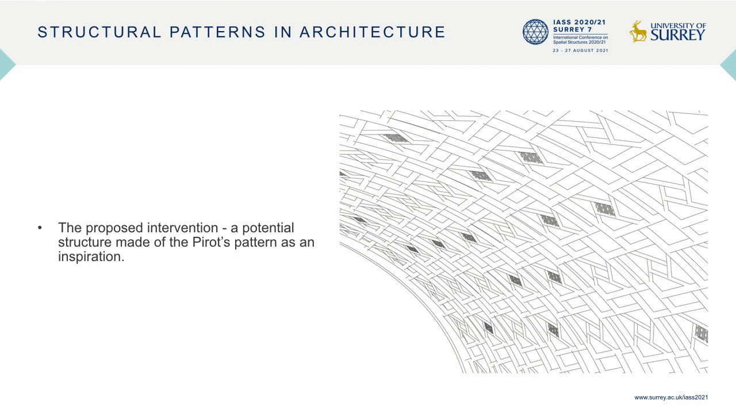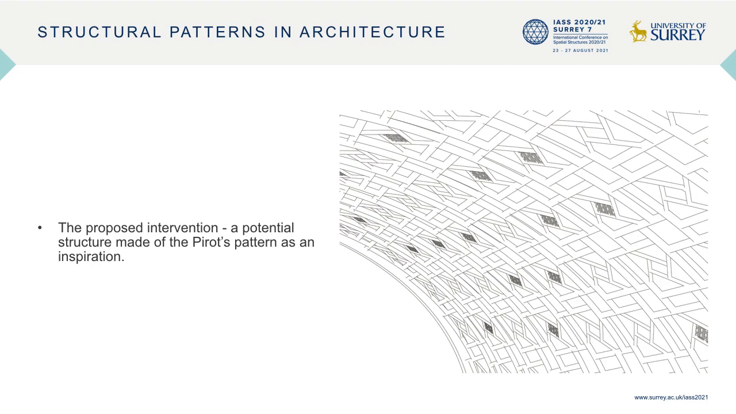The proposed intervention represents a potential structure made with the Petrovic pattern as an inspiration. The proposed structure that is the most flexible in order to be applicable to any pattern is the reciprocal frame structure. Spans of primary rods should be around 4 meters so that one module can be used for an area of around 16 square meters, which is enough for outside interventions of small scale. Also, there is a possibility to replicate modules in order to cover a larger area.